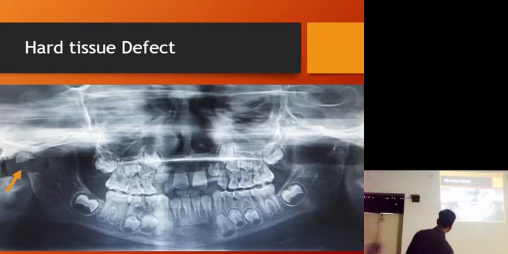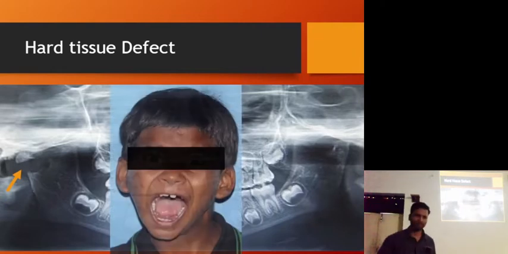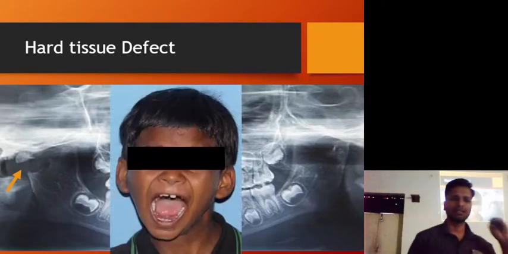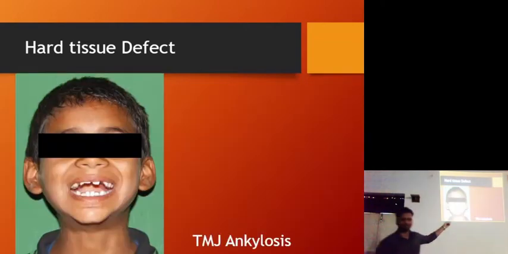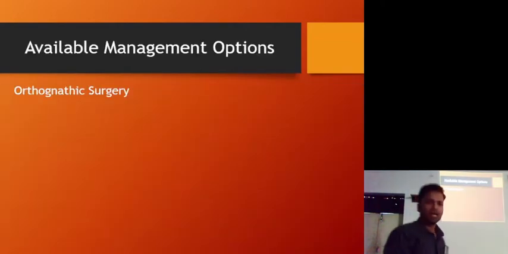But because of the management of TMJ ankylosis, we have this defect. And when the patient opens mouth, the patient has deviation on the same side, the side where the surgery was performed, right? So this was my patient. You can see the mouth opening difference. Anyways, so then we have orthognathic surgery.